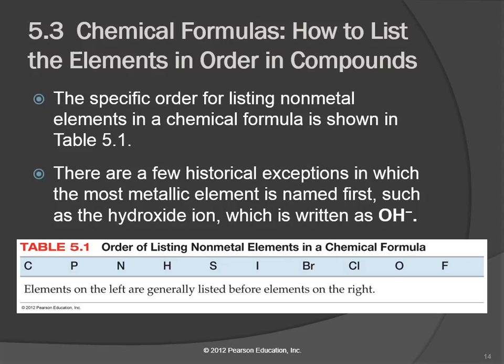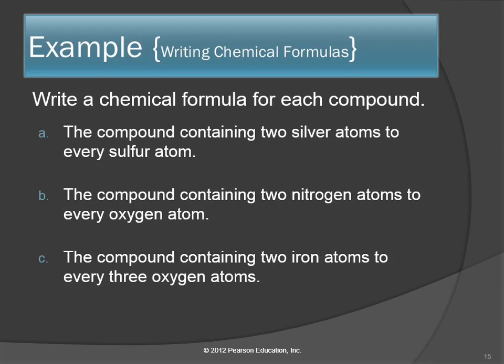That can mostly be figured out by looking at the periodic table and seeing which one is closer to the metal section. There are a few historical exceptions. Sometimes things were discovered and people got used to them, and then when things got more standardized, everybody was so used to them that nobody wanted to change. And hydroxide is one of those examples. Hydroxide ion, we always write the O first and then the H. And the reason is because we've always done it that way. I know that's not a real satisfying answer, but that's what it is.